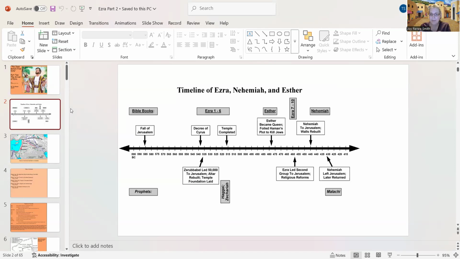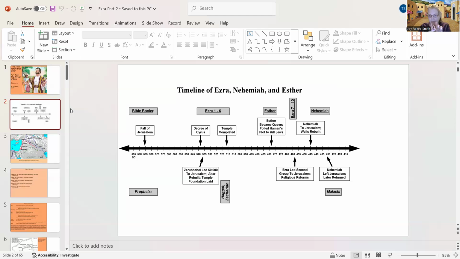Then we have quite a gap, and during that gap, Esther's story exists. King Xerxes of the Persian Empire is on the throne. Then, as you see, there's quite a gap between Ezra 6 and Ezra 7. Ezra now leads the group.